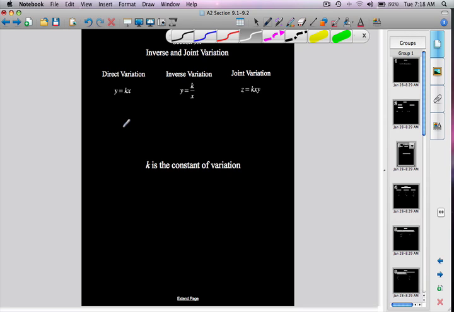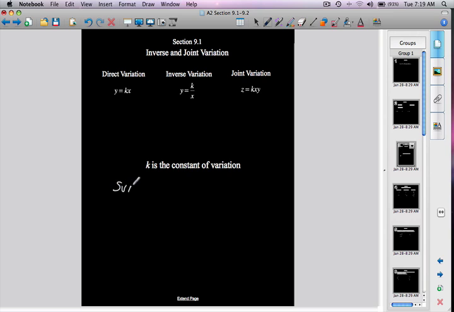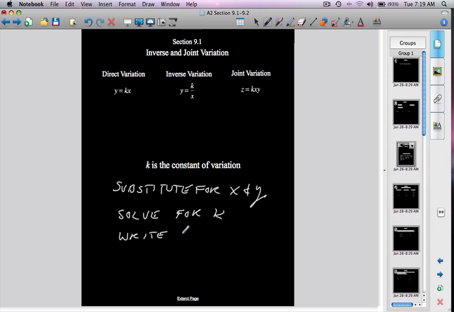The first thing you want to do is substitute for x and y. The next thing you want to do is solve for k, the constant of variation. And the last thing you want to do is write the equation. So let's go through some problems that will demonstrate how to do that.